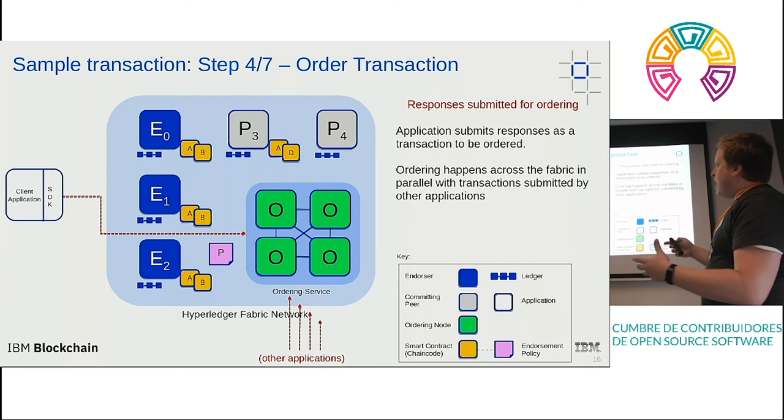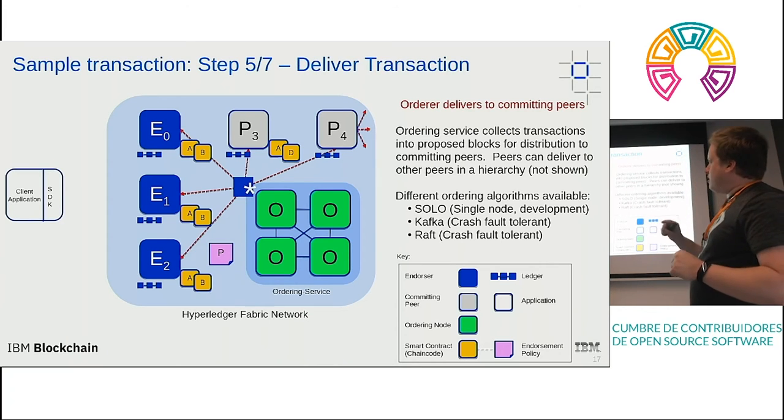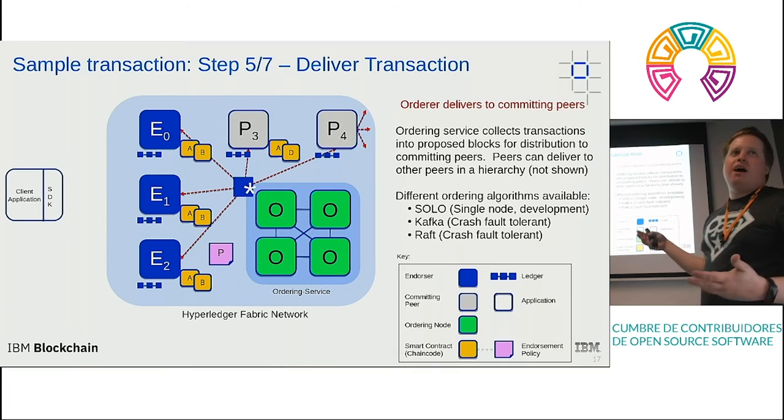So once it does that, the ordering service creates the new block, and we have the block with the star on it, and then it distributes this block to all of the peers, because all of the peers need to have a copy of the blockchain.